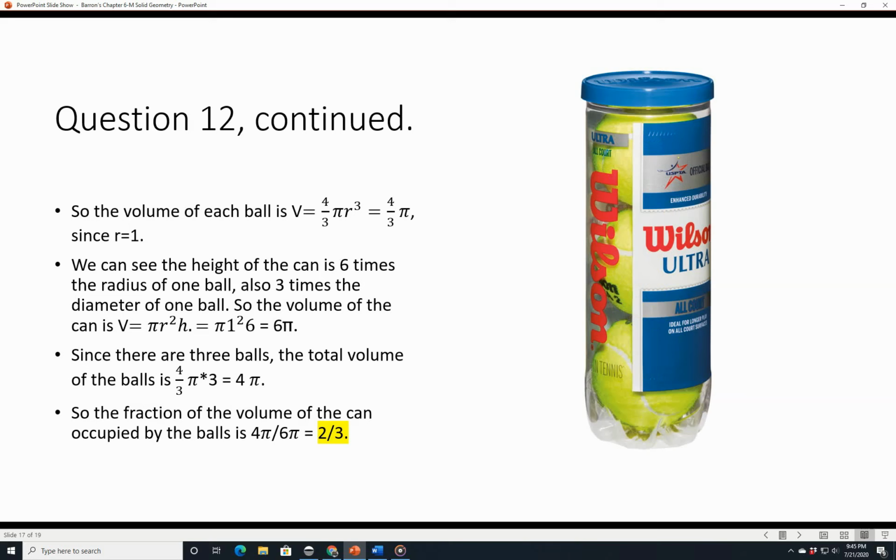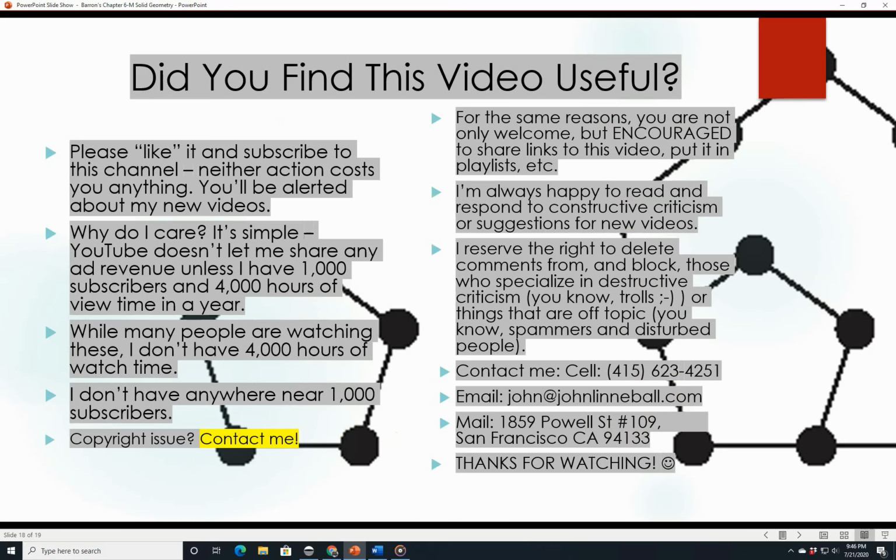Since there are 3 balls, the total volume of the balls is 4/3 pi times 3 equals 4 pi. So the fraction of the volume of the can occupied by the balls is 4 pi over 6 pi, which is 2 over 3. So you would grid in 2 over 3. You could grid in 4 over 6, but do yourself a favor, reduce fractions, or use the decimal.